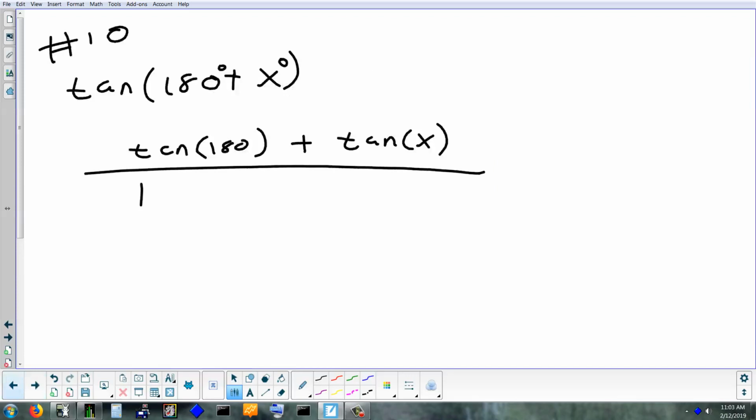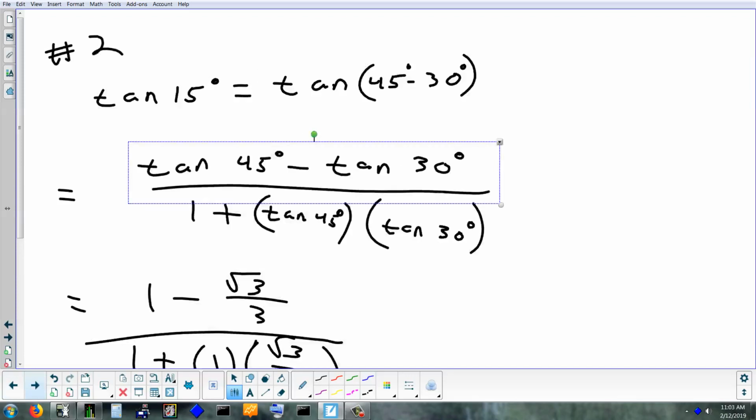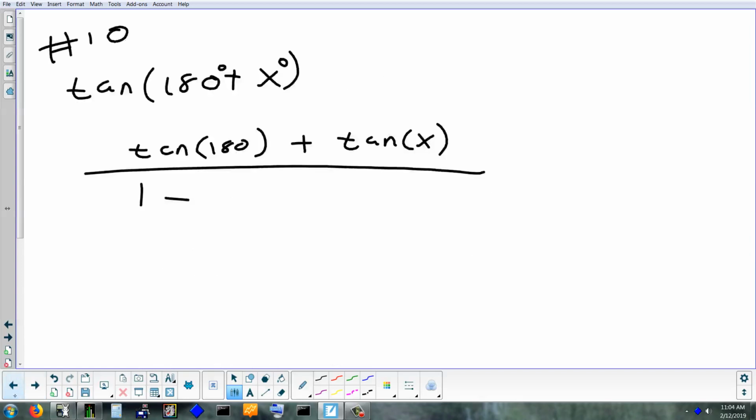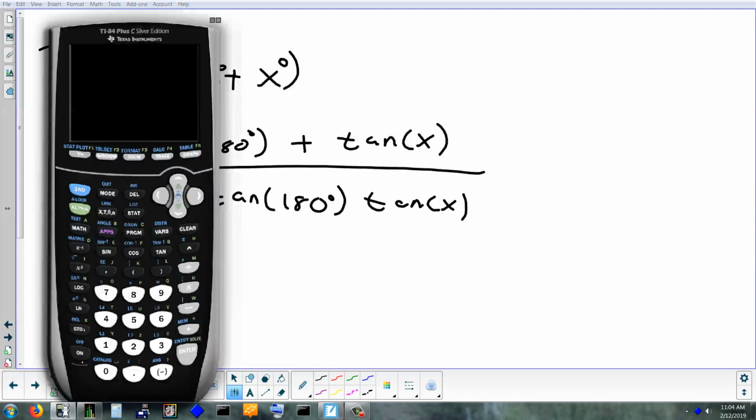Over 1, that part stays the same. When we did a difference, we had a plus in the bottom. Now we're doing a sum, we're going to put a minus in the bottom. And then I think it's just the product of the two tangents. Tangent, tangent. Yep. All right, so tangent and tangent. So try to simplify the tangent 180s, and hopefully we get a nice answer. Let's see what we get.